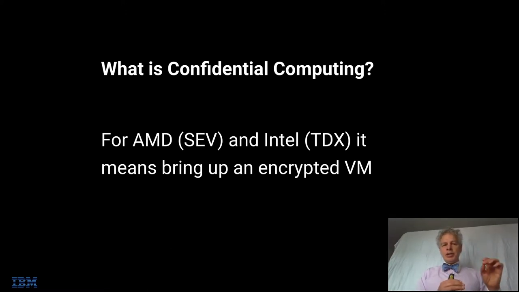For instance, doing an encrypted envelope to protect the data isn't necessary if you have an isolated envelope to protect the data. And there are architectures like IBM's S390 and ARM's TrustZone, which actually do isolation instead of encryption to protect the confidential envelope. However, for the purposes of talking about encrypted virtual machine images in confidential computing, I'm concentrating exclusively on the x86 case, and that means the AMD SEV, the Secure Encrypted Virtual Machine technology, and the Intel TDX, which is the Trusted Domain Extensions technology. And effectively, for both of those technologies, it means bringing up a virtual machine inside an encryption envelope.